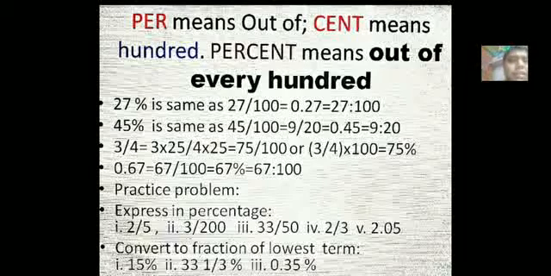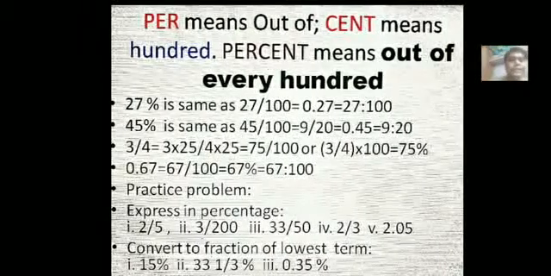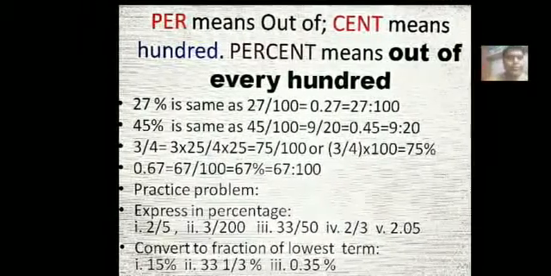45% is the same as 45 by 100, which is equal to 9 by 20, or 0.45, or 9 is to 20. 3 by 4: you can multiply by 25, since 4 times 25 becomes 100. So multiply both numerator and denominator by 25. So 3 into 25 by 4 into 25 becomes 75 by 100, which is equal to 75%. Clear?